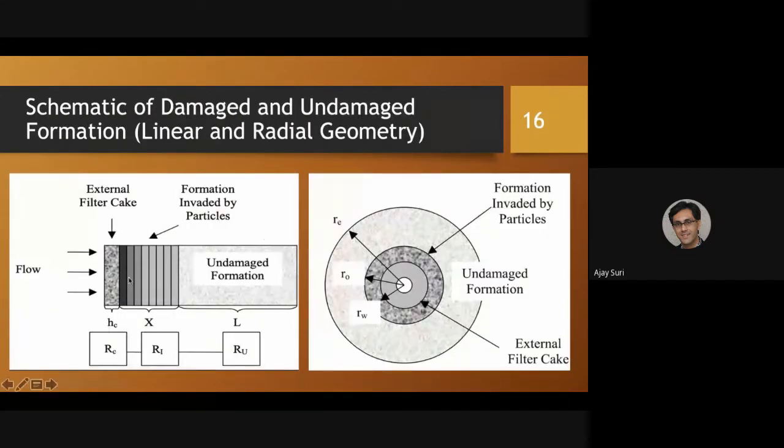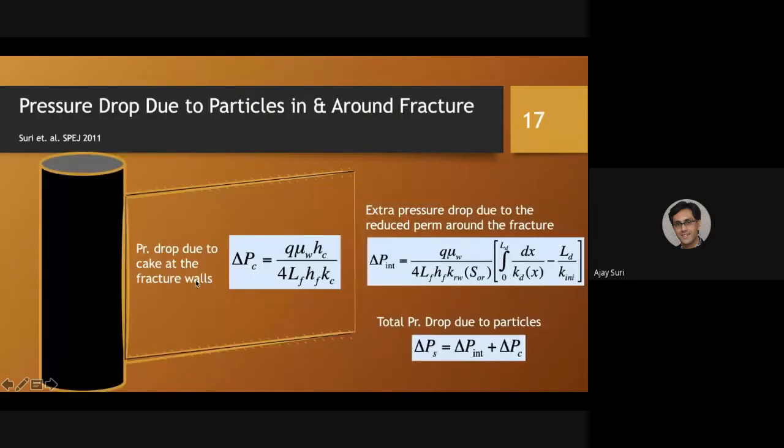After doing all that, I get the permeability in different zones. I calculate the pressure drop, so I can get the additional skin pressure drop near the formation, and from that I can get the increased bottom hole pressure, whether it's a linear core flood, a radial well, or a fractured linear flow, whichever situation it is.